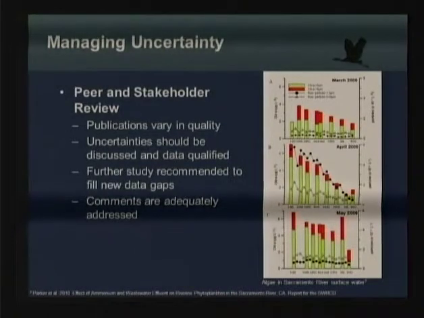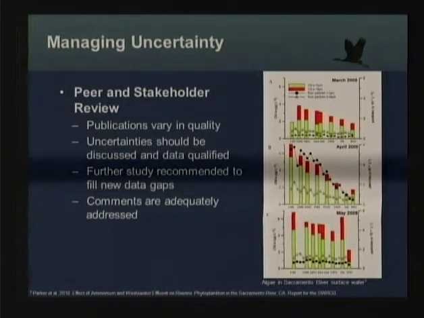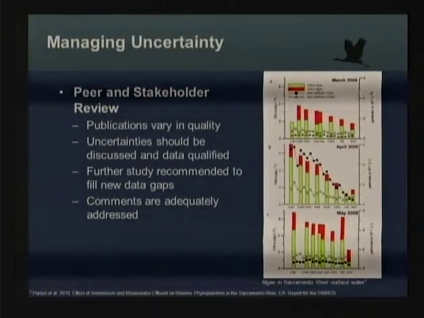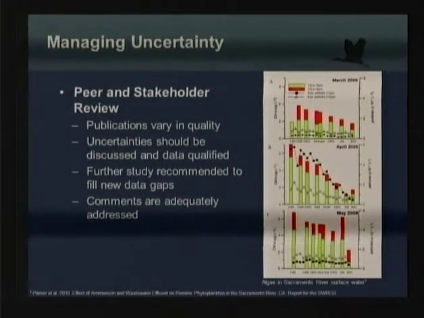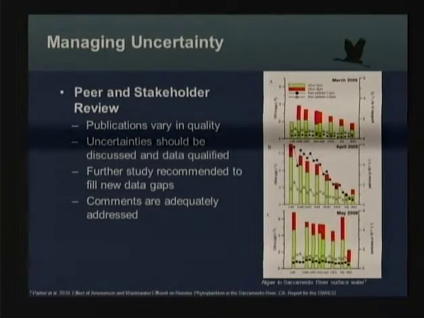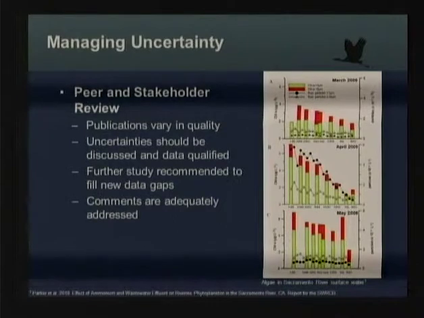And I think one of the data gaps that this identifies is that there is something causing the reduction in algae throughout the length of the Sacramento River. And I don't believe that this is thoroughly addressed in the publications by Parker et al.